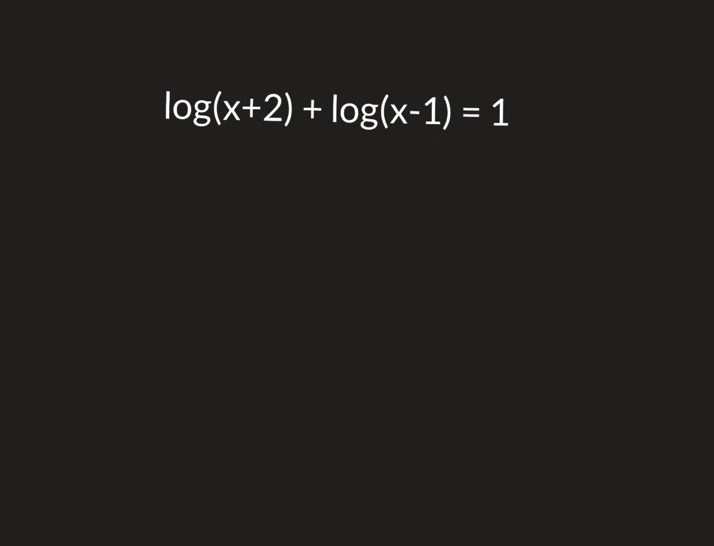Okay, last one here. This one's got the actual properties that we've done with logs. I have 2 logs added. Remember, when you add 2 logs together, you really multiply the numbers after them. So I'm going to go ahead and do that. If I multiply, I get x squared plus x minus 2. That equals 1.